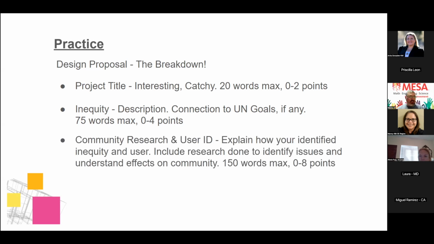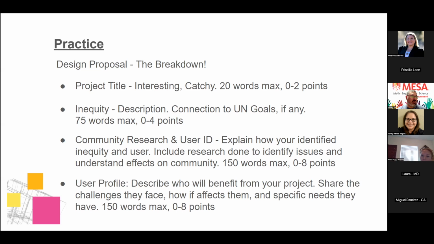The next piece, the students would share a little bit more about the research that they did, and identify who the user would be, who's their client, who's the people that they are focusing on within their project. So the community research and the user identification. And so students can now share details about, well, this is what we did. We want to explain how we identified the inequity, right? What did we notice? What did we see? What process did we use to identify that inequity? And then how did we identify our user? And you would include that research that shows that you understand the issue and you understand how it affects the community. So that one's a little bit more words to do that. 150 words is 0 to 8 points.